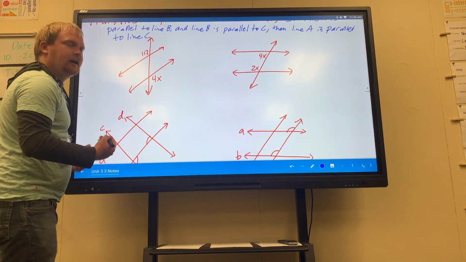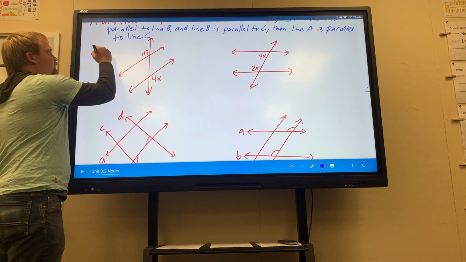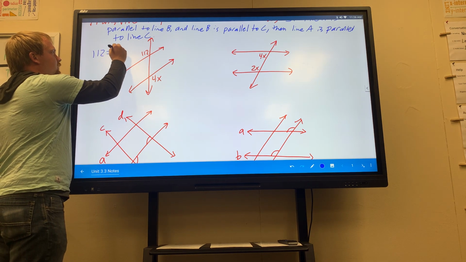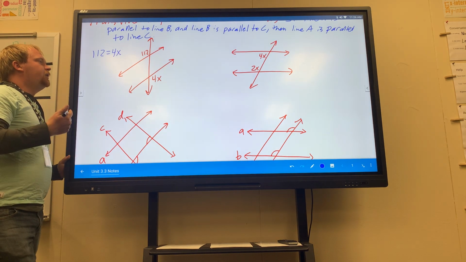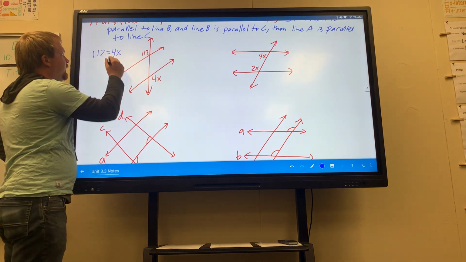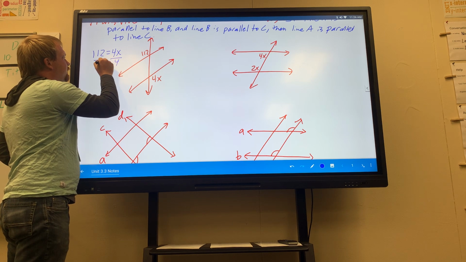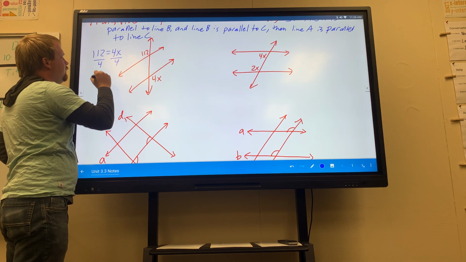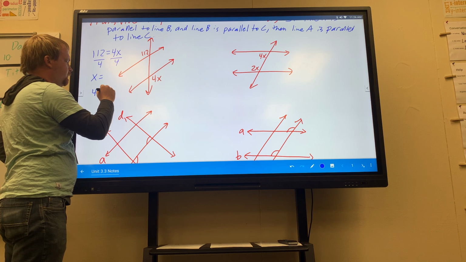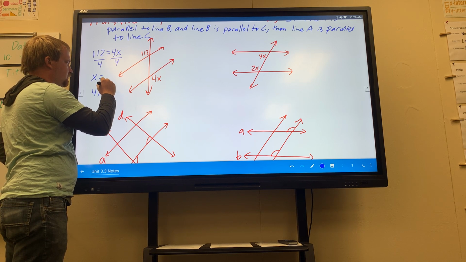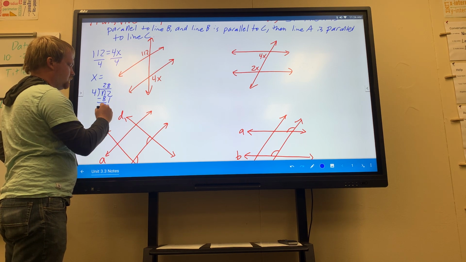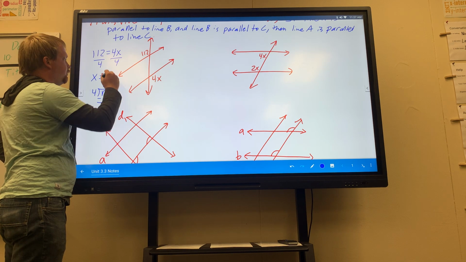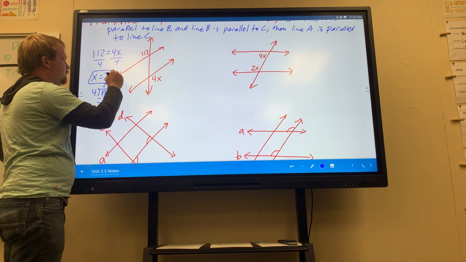So in order to solve for x, I have to set it up as 112 equals 4x. Okay? So now, in order to solve for this, I have to divide both sides by 4. So I get x equals 112 divided by 4, which is simply 28. Okay?